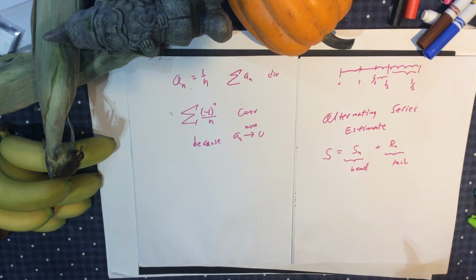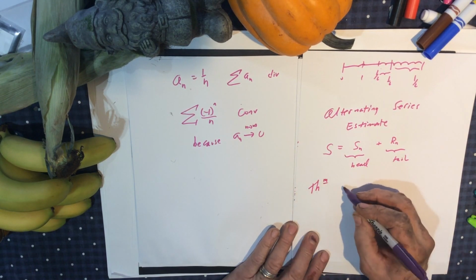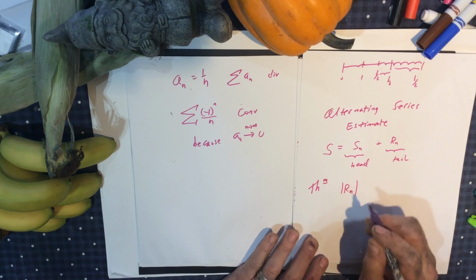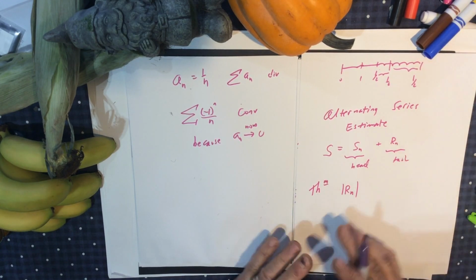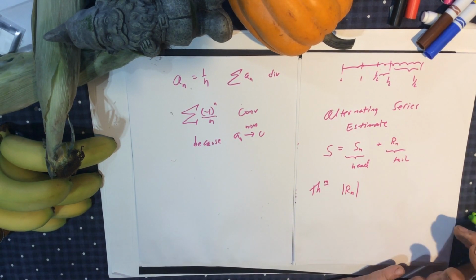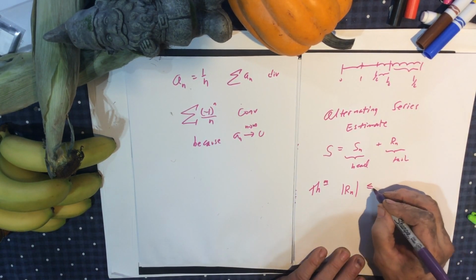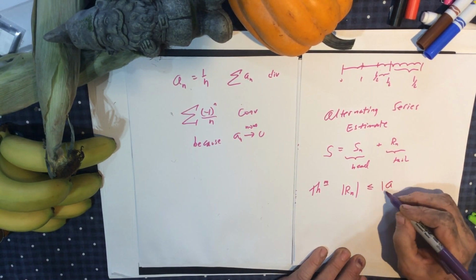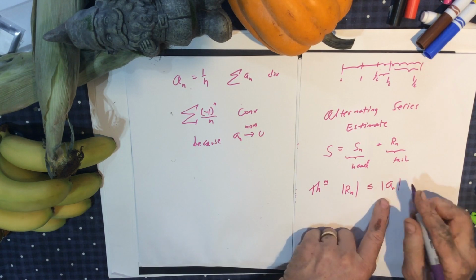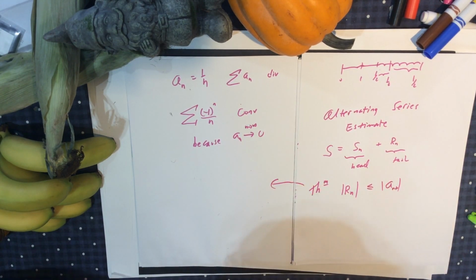Well, it turns out that there is a theorem that says the size of the remainder, and we put absolute values on it because we now have pluses and minuses involved, meaning how much of the remaining series is left to be added up, is less than or equal to the very next term in the series, a sub n plus 1. So let's apply that here.